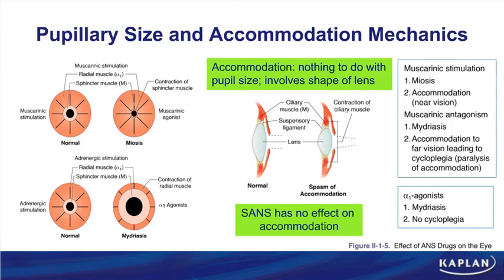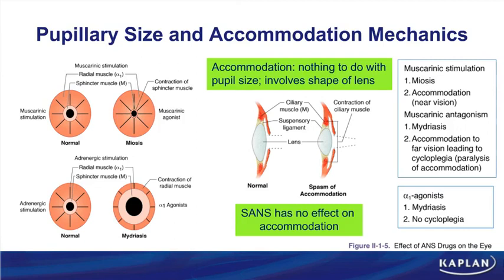If you put this together, if I activate muscarinic receptors, pupil diameter, you're going to constrict, miosis. But then you're also going to get accommodation for near vision. But what if I block muscarinic receptors? I get the opposite. I get mydriasis and accommodation to far vision leading to cycloplegia. Muscarinic blockers will paralyze accommodation, and that's an important property to remember. Now, contrast a muscarinic antagonist with an alpha-1 agonist. They're going to have in common that they both dilate the pupil, but only the muscarinic blocker will affect accommodation. I get no cycloplegia with an alpha-1 agonist.